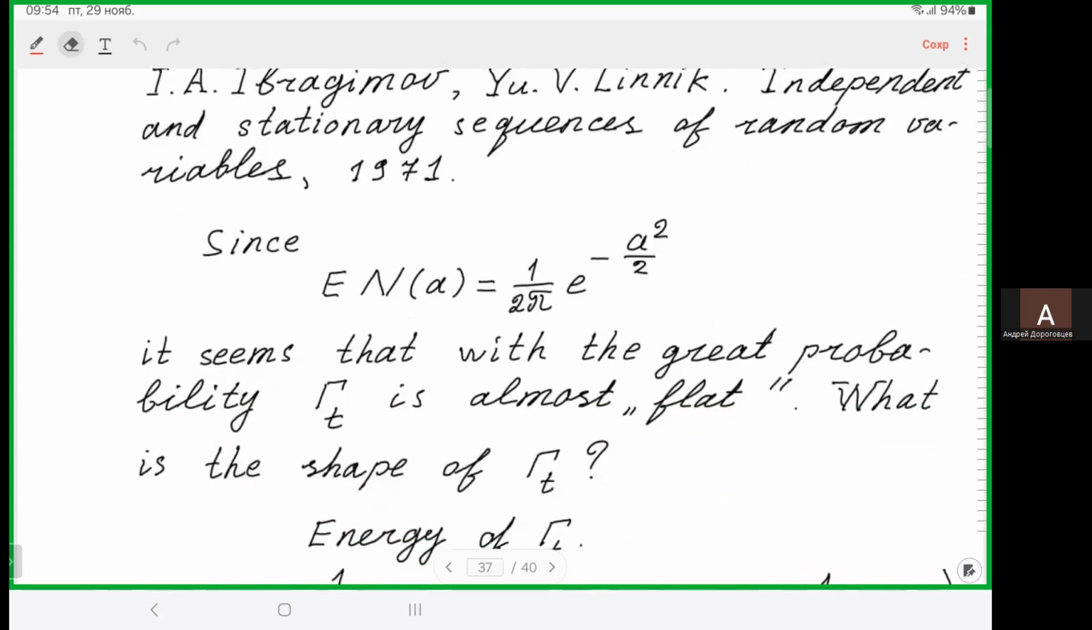So let me recall that we obtained the following: the expectation of the number of bridges of our random knot over the plane at level a decreases fast, namely as e to the minus a squared over 2. So it seems that with great probability, gamma t is almost flat. So what is the shape?